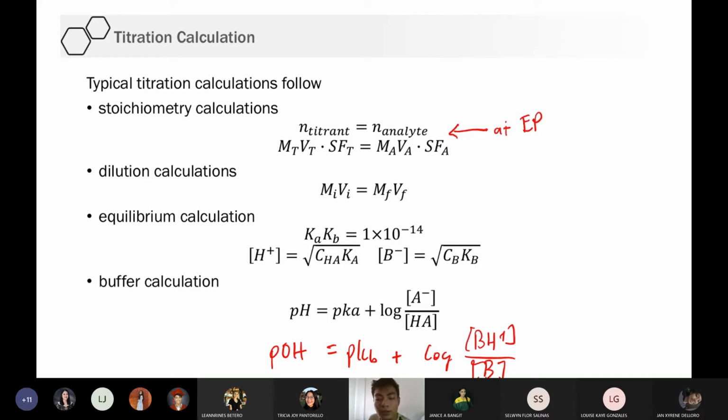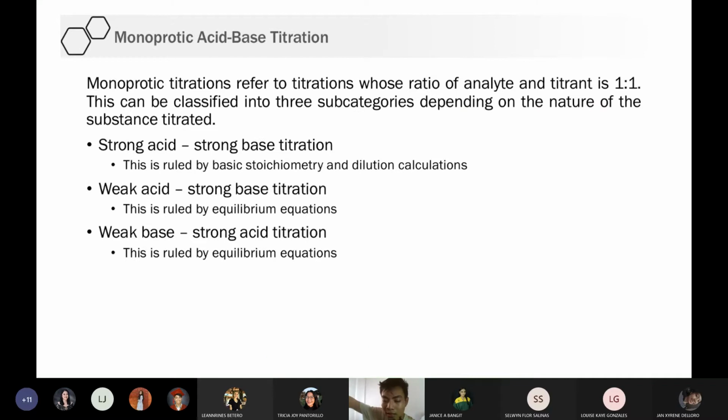Okay? So, to apply them, let's proceed na sa main topic natin. So, monoprotic acid-base titration. So, from the word itself, sabi ko kanina, mono, isa, protic, that means nagre-react sa H. It means na ang acid and base natin, they react in 1-to-1 ratio. Okay? Kasi isang hydrogen lang yung pinagre-reactan nila. Si acid magbibigay ng isang hydrogen, si base tatanggap ng isang H. Kaya monoprotic.